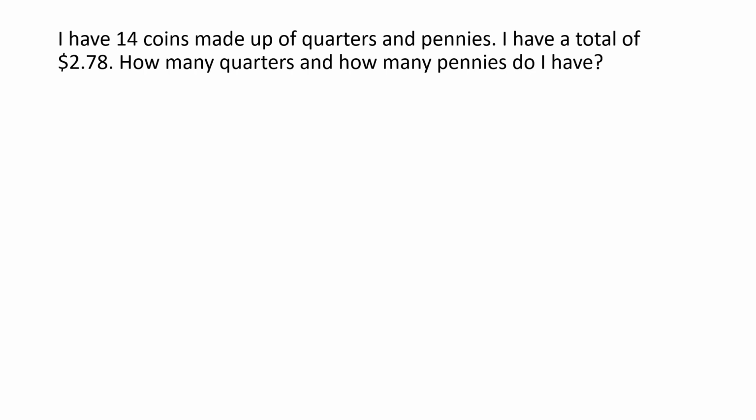All right. Hopefully you've all paused it and tried it. Let's start by setting up our equations. We have a count equation and we have a value equation. We have 14 coins made of quarters and pennies. That's going to be my count equation. And then for my value equation, I know that my value is $2.78. So count, value, and here are my two equations.